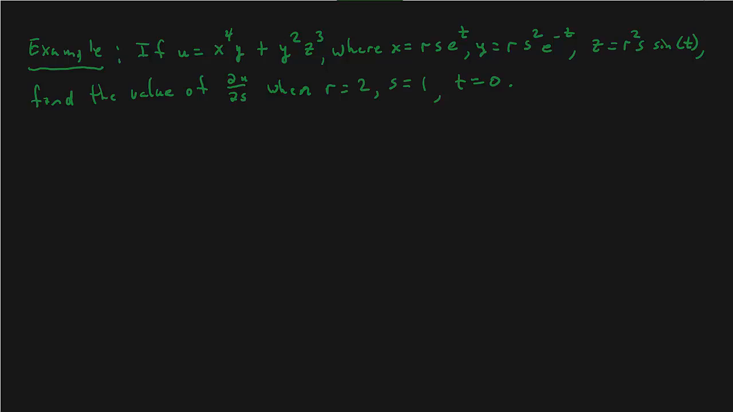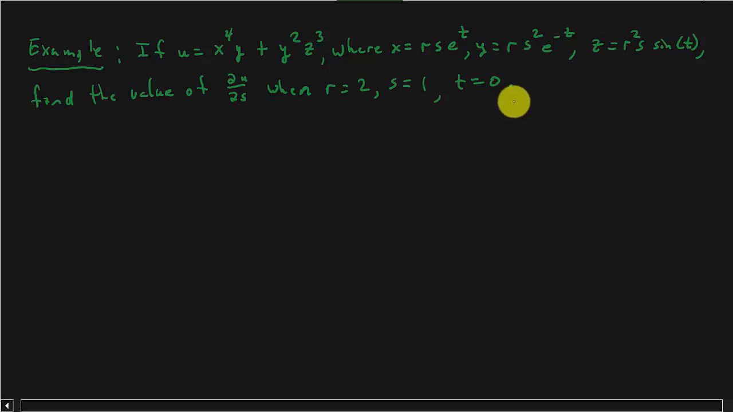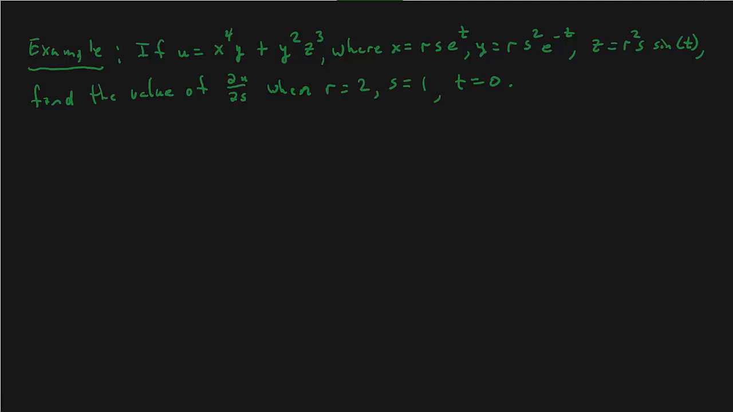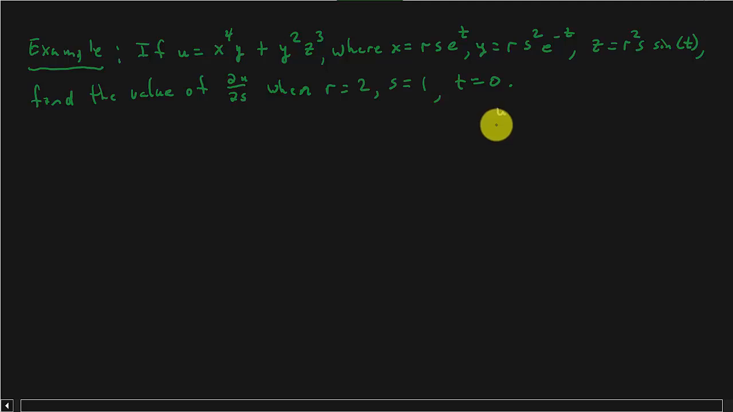So, like I said before, let's go over to the side and write down our dependent variable, our intermediate variables, and then our independent variables. So we've got u, that's our dependent variable. And then our intermediate variables: we've got x, y, and z. And then we have r, s, t. That's the variables of x, y, and z: r, s, and t.